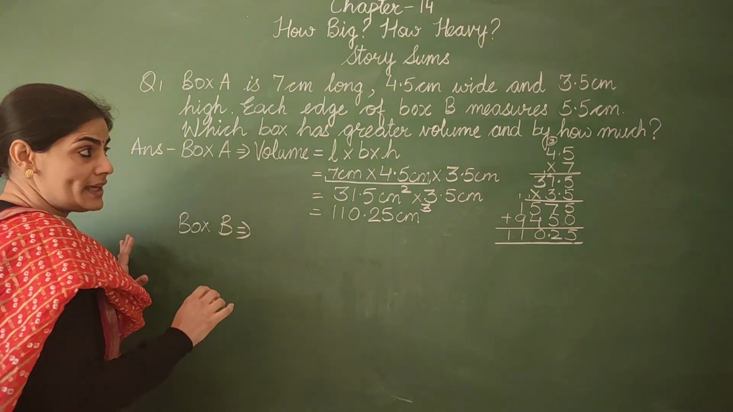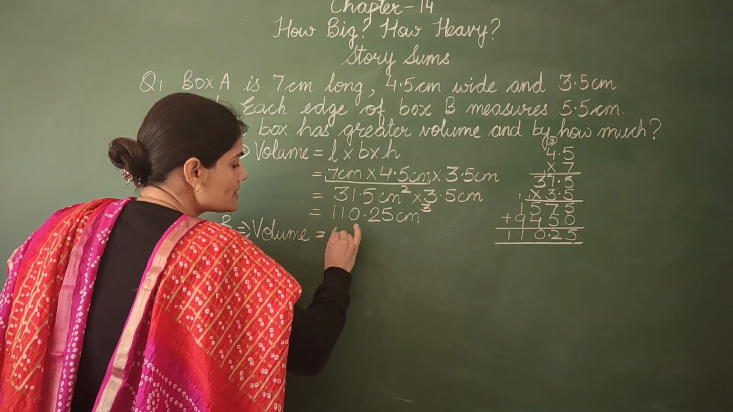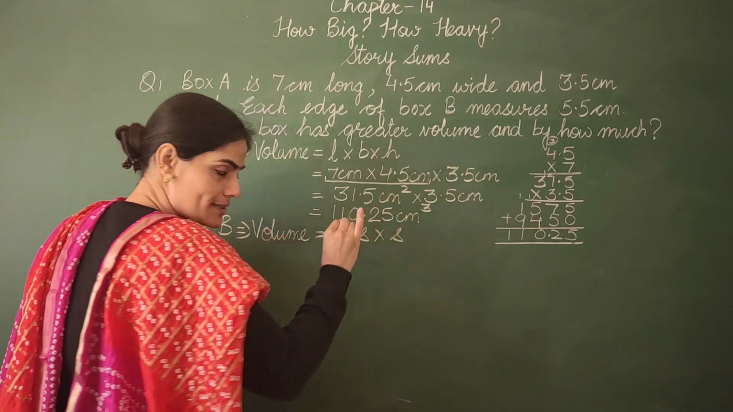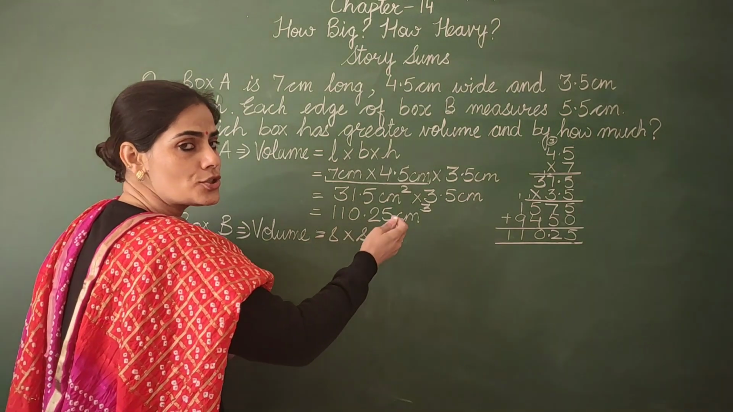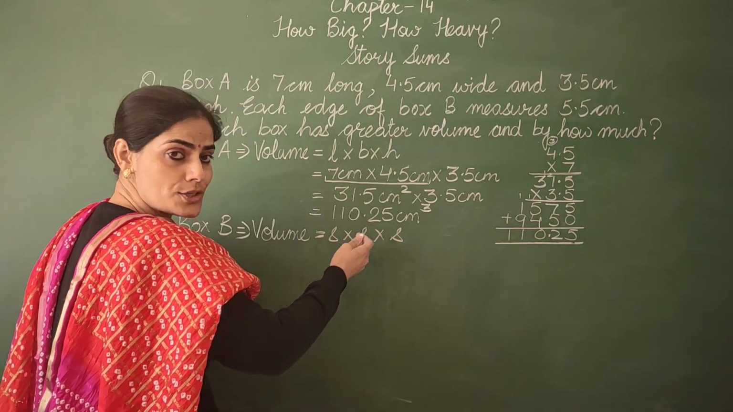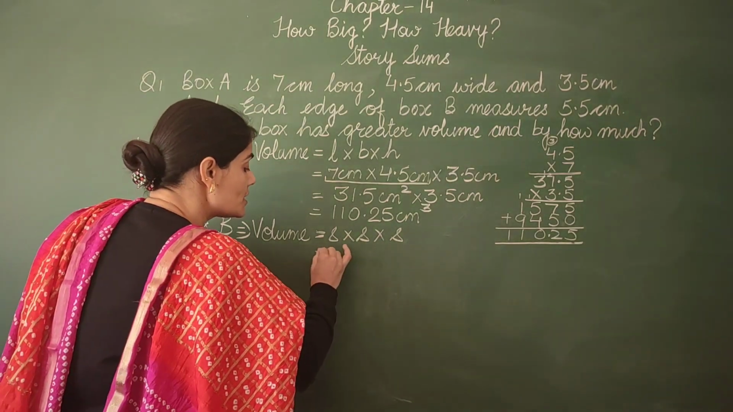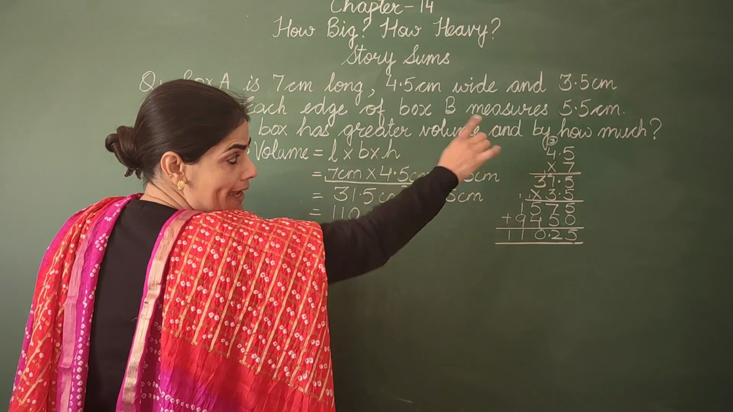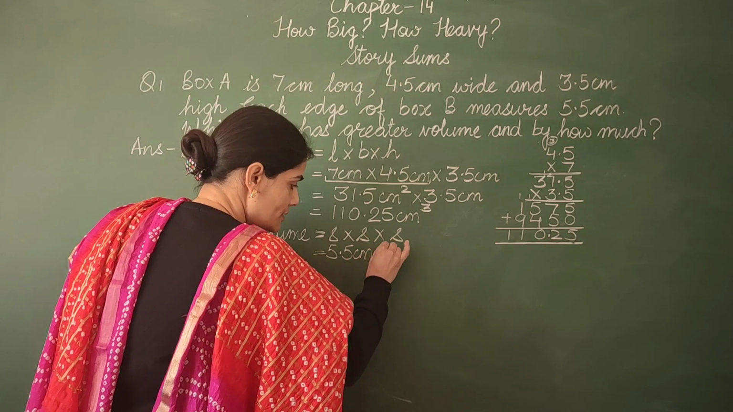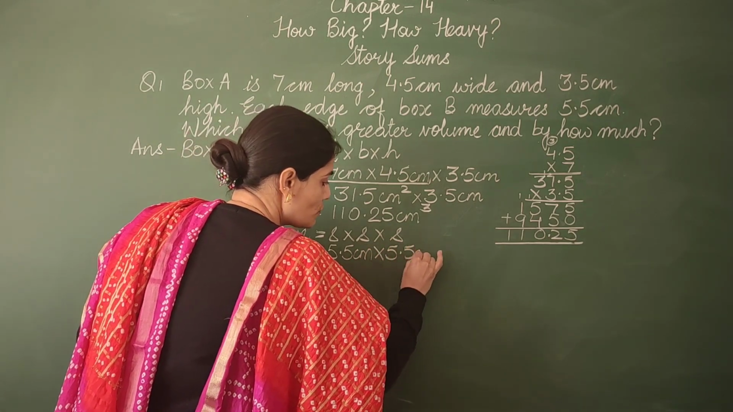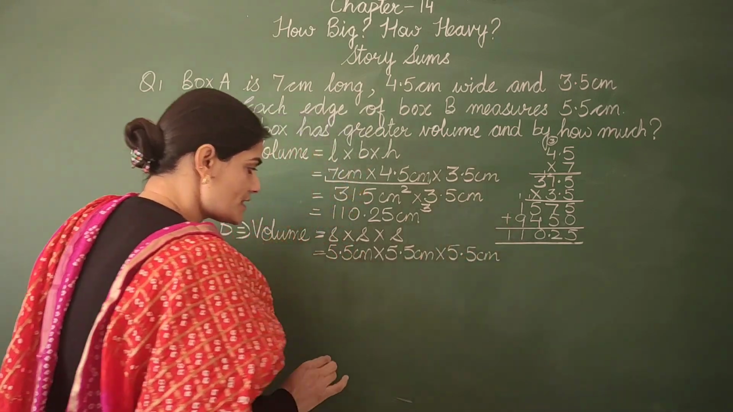Now as box B is cubical in shape, the formula will be S into S into S. Beta, edge means side only. So either you write edge into edge into edge or you write side into side into side. It's one and the same thing. So let's put the value here. Each edge measures 5.5 centimeter. So I write here 5.5 centimeter multiplied by 5.5 centimeter multiplied by 5.5 centimeter.